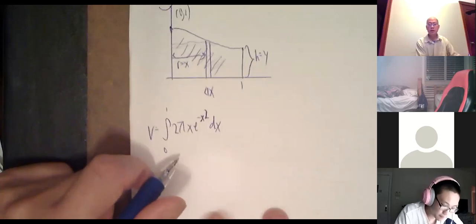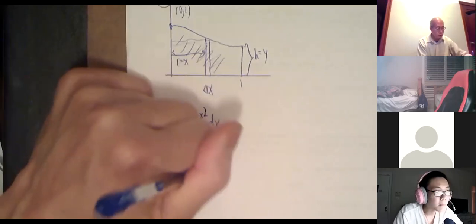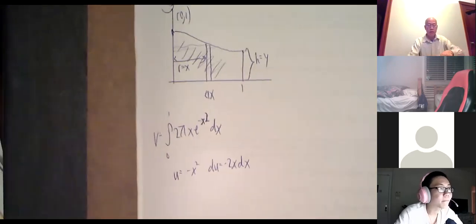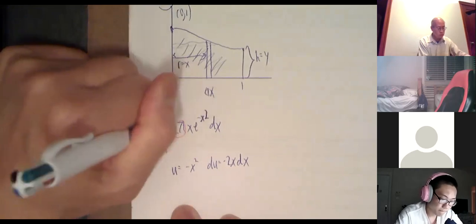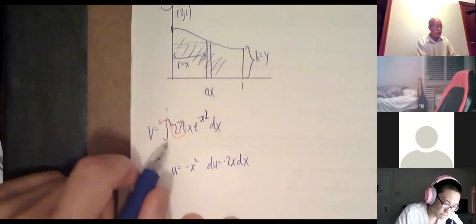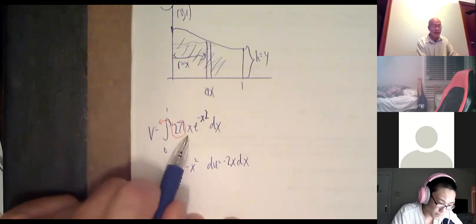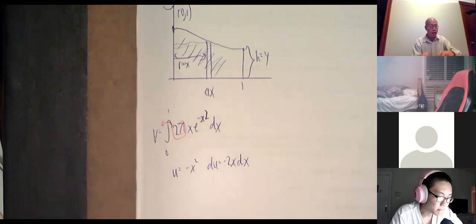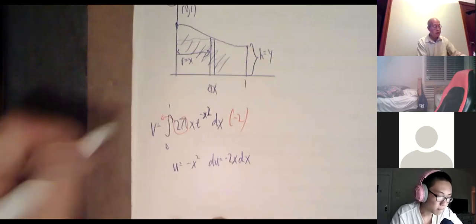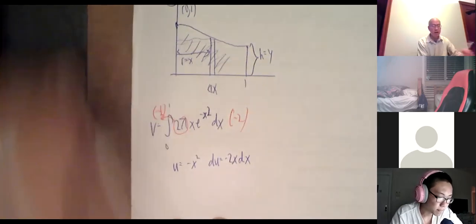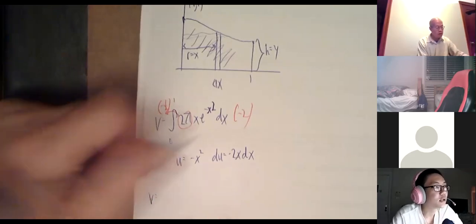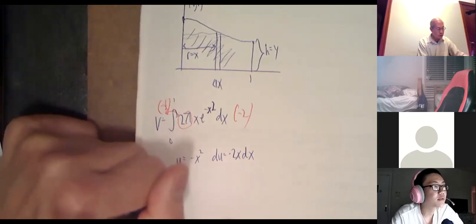All right, so this is a substitution. U equals negative x squared. Du is negative 2x dx. We know the 2 pi is going to come out. I have x dx. I need negative 2x dx before I can substitute. So I just put a negative 2 inside and a negative 1/2 outside. So outside I have a negative 1/2 times 2 pi.